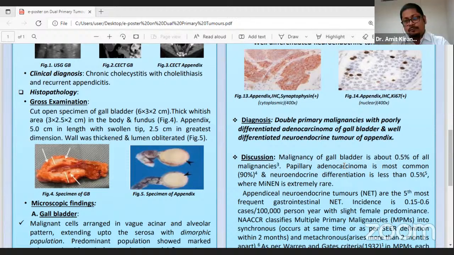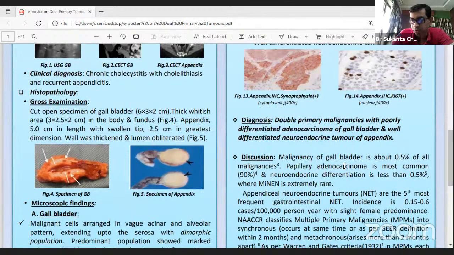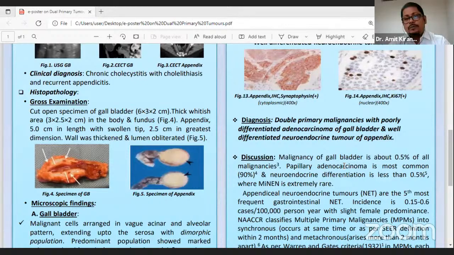Okay. And can you tell what is the prognostic difference in this case of being two dual primaries and not metastasis from one to another? Sir, in case of metastasis, the prognosis will be worse than the dual primaries.